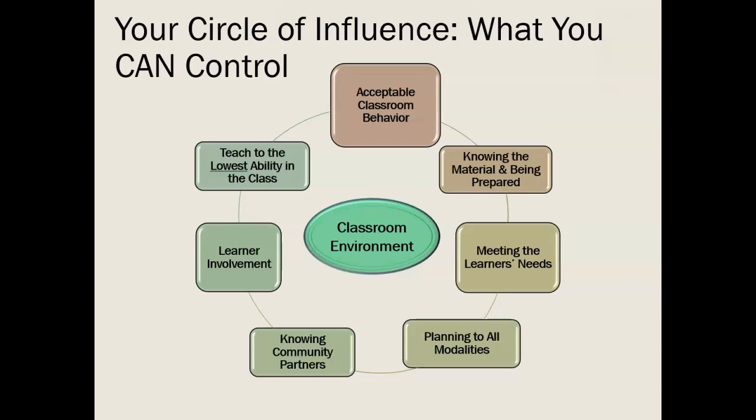So here's your circle of influence, your classroom environment. This is establishing the classroom behavior, and the students can help you come up with that. Knowing the material being prepared, meeting the needs of your learners, planning to all modalities in the classroom with differentiated instruction, knowing who your community partners are to help with those things that are outside of your zone of influence, like transportation and healthcare. You can control the amount of learner involvement by how you engage the students, how you pair them, the kinds of activities you give them, and teach to the lowest ability in the class.